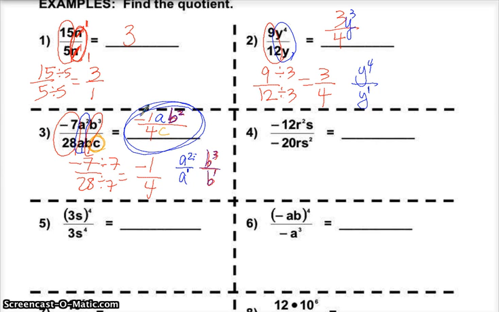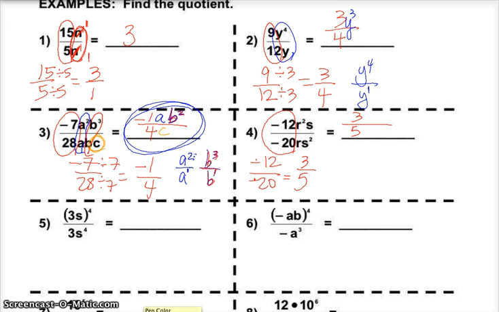Number 4, let's do our numbers first. Negative 12 divided by negative 20, make a fraction. They're both divisible, they're both negative. Negative divided by negative turns into a positive. You divide both of them by 4, you should get positive 3/5. So 3 in my numerator, 5 in my denominator.